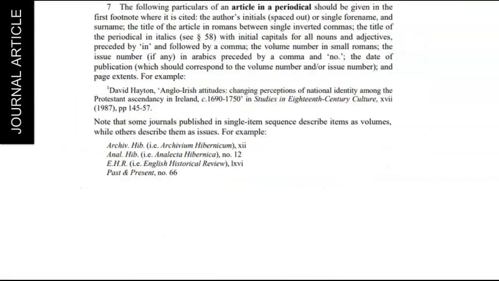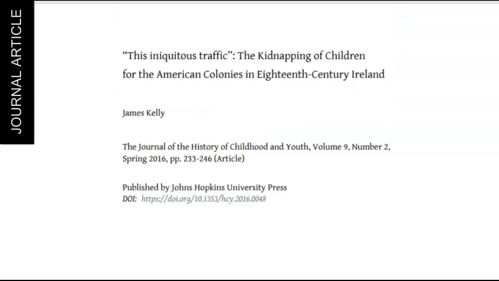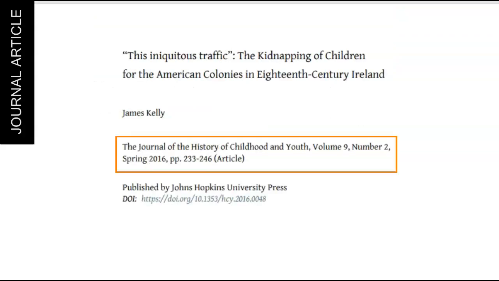To correctly cite and reference a journal article, we're going to follow the rules in the style guide for an article in a periodical on page 2. Say we've been reading this article by James Kelly, which appeared in the Journal of the History of Childhood and Youth, volume number 9, issue 2, back in 2016. The article spans pages 233 to 246 of that issue.